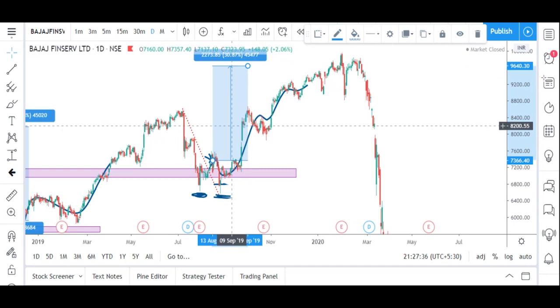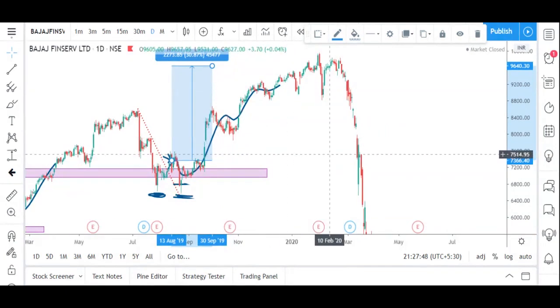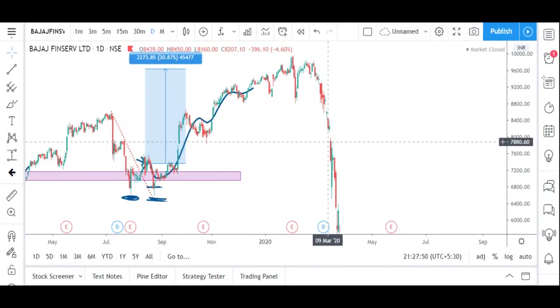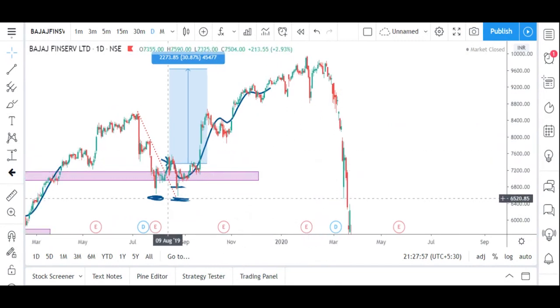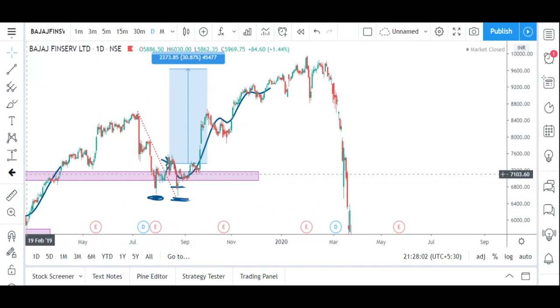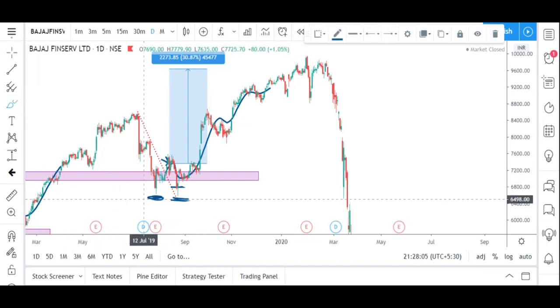You start booking your profit from 10 to 12%, guys, max to max. You start partially booking there because it is a good profit when you consider swing trading. 8 to 10% you can calculate yourself. That's a very big profit. And you put the stop loss below this previous swing low. Okay, this is the previous swing low.